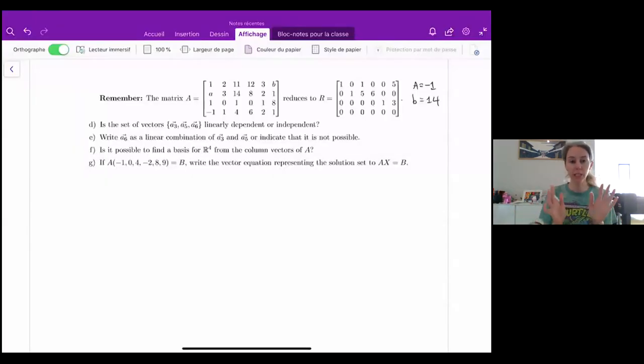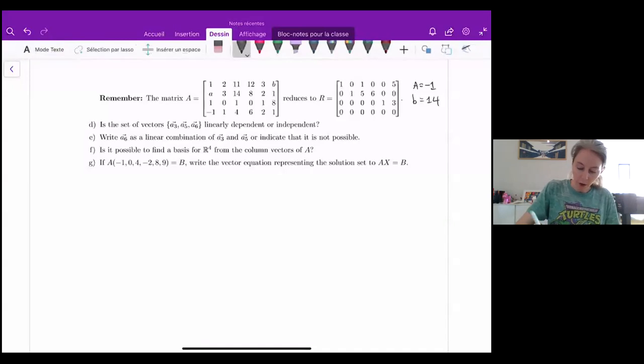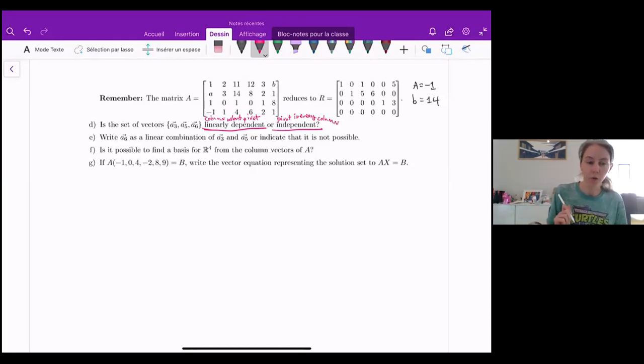Okay, so for D, we want to know if the set of vectors A3, A5, A6 is linearly dependent or independent. Well, we know that dependent means column without a pivot, or it doesn't mean that, but that's the result of it. Column without pivot, and we know that if there's a pivot in every column, then they are independent. But we also already have the row reduced form. So I don't need to go take those columns from A and row reduce. I can just look at the columns from R.